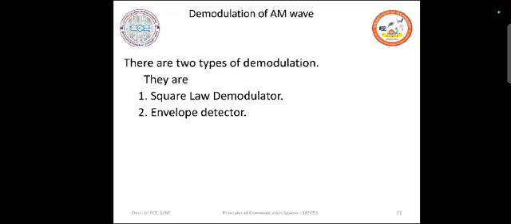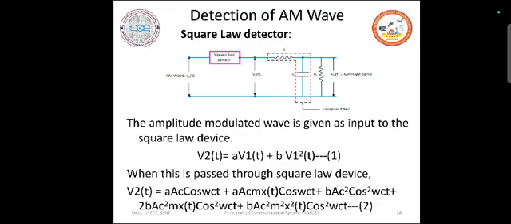There are two different types of demodulation. One is square law demodulation, the other is called the envelope detector. The second type is widely used in all practical applications whenever AM modulation is performed. So let us see how it looks.